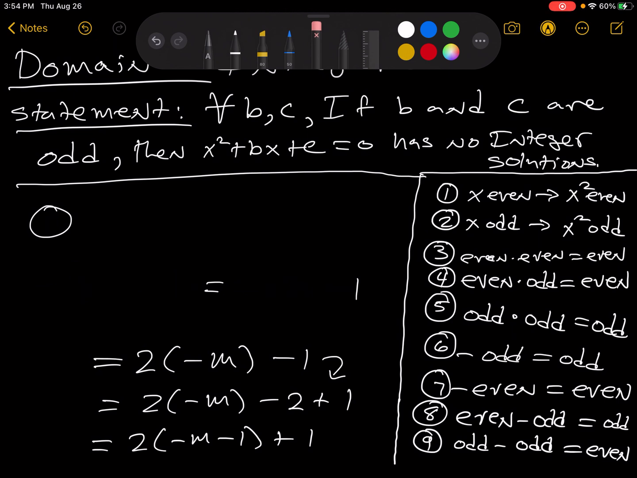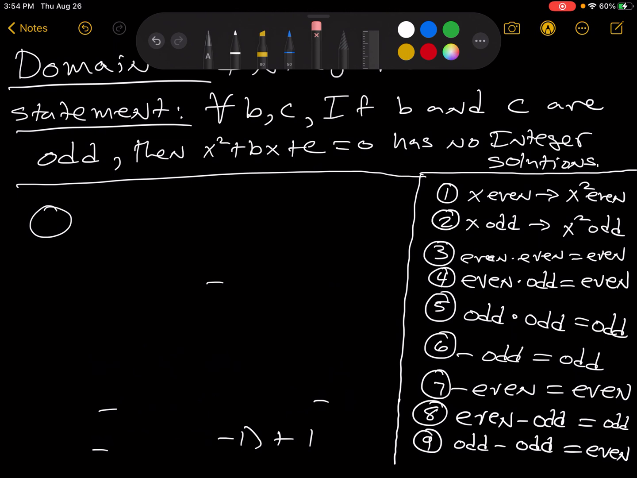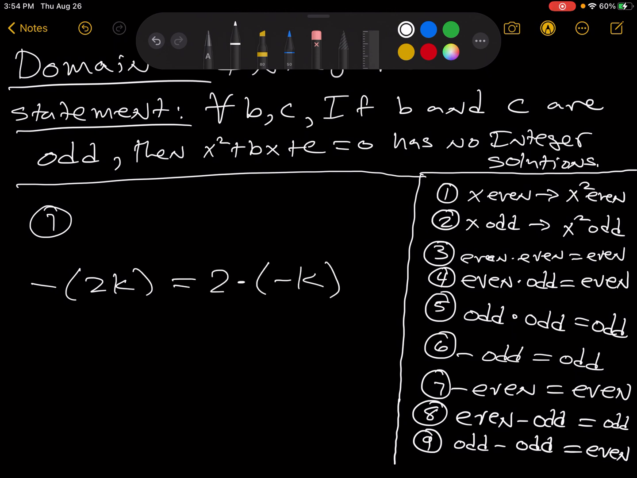Now let's look at the negative of an even. This is 7. Negative 2k, this is 2 times negative k. So if k is an integer, then negative k is an integer, and this establishes 7.